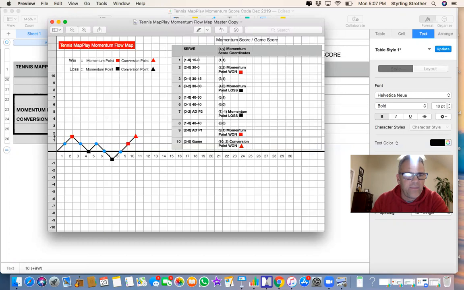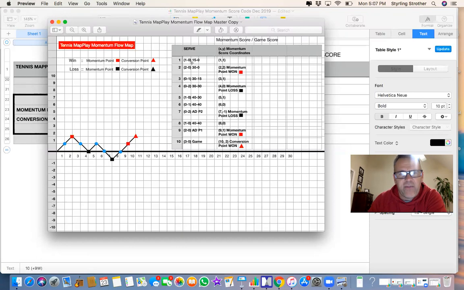The Y can be either positive if they win the point, so the graph points are going to move up. If they lose the point, it's going to move down. And so we have negative numbers if it falls below the equilibrium line, which is here. So let's just look at mapping a game. How are we going to map this based on the score?